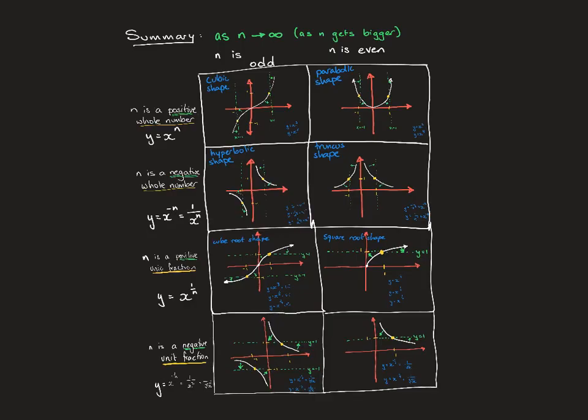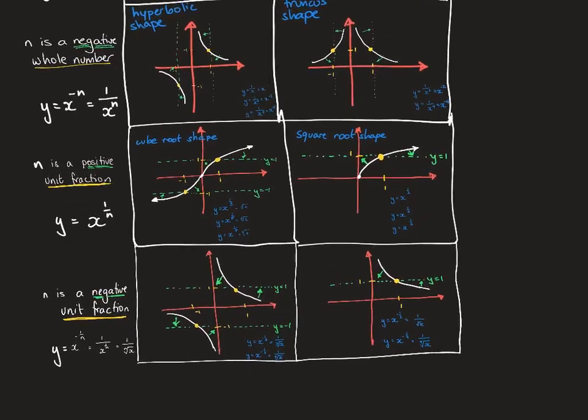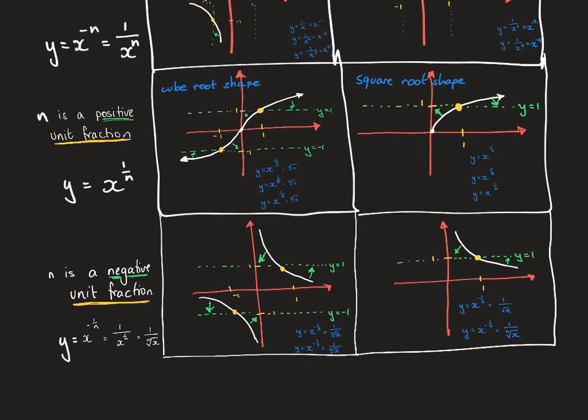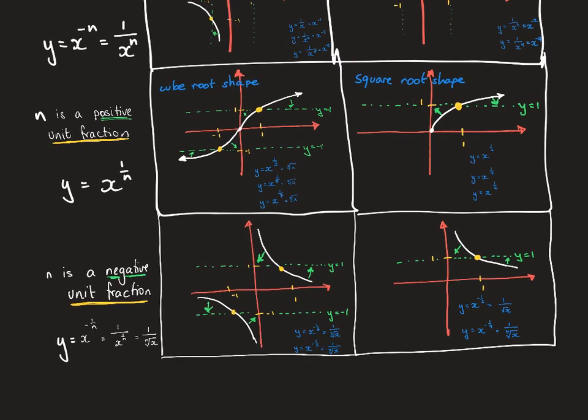So I've added our negative unit fractions to the table of power functions that we had before. And you can hopefully notice some similarities between the two rows that we have here that are for unit fractions. In both cases for our unit fractions, the graphs are tending towards a horizontal line instead of the vertical line. And in both cases, our even numbered functions have the square root shape.